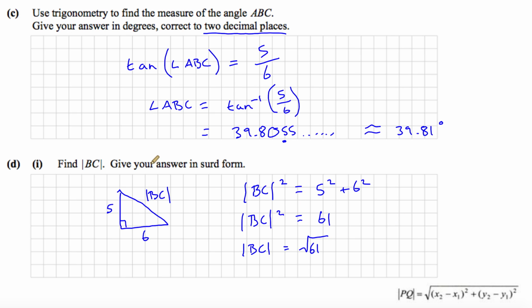So, and they said to give our answer in surd form, well, then that's the answer. Root 61, that's already in surd form. And you can try and simplify that in your calculator. Root 61, put it in, and it doesn't simplify, so that's just the final answer, root 61 in surd form. That's the length of BC.